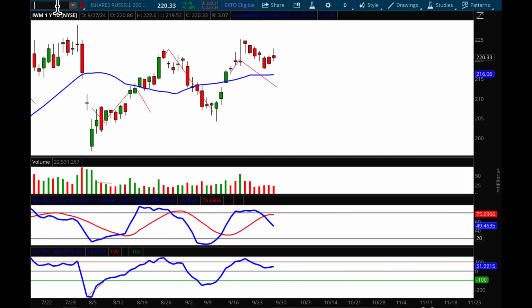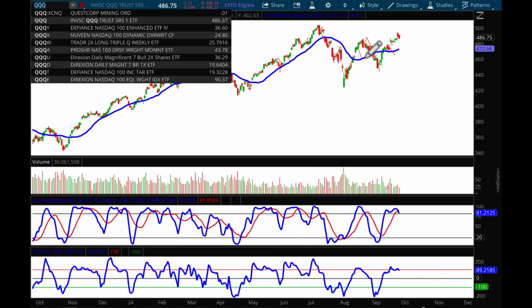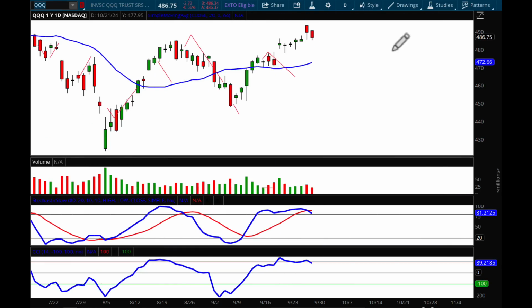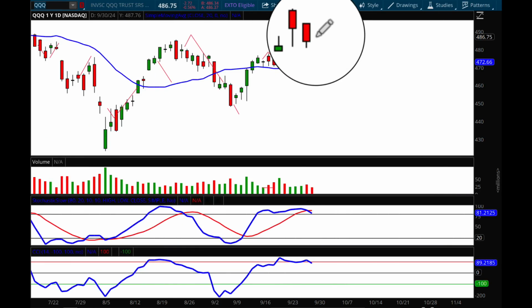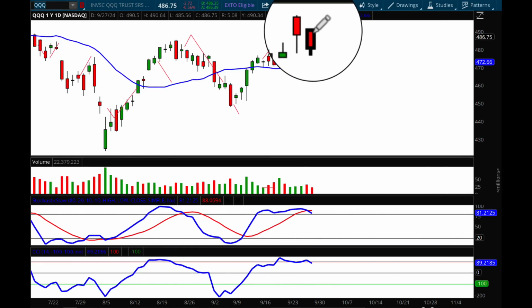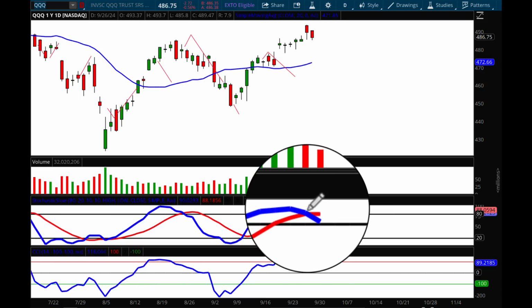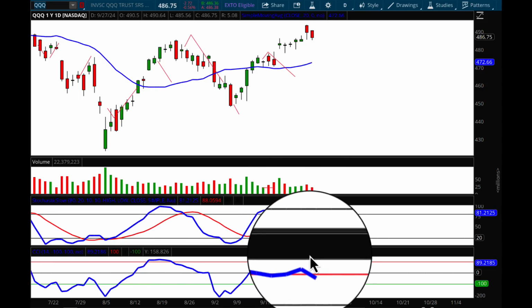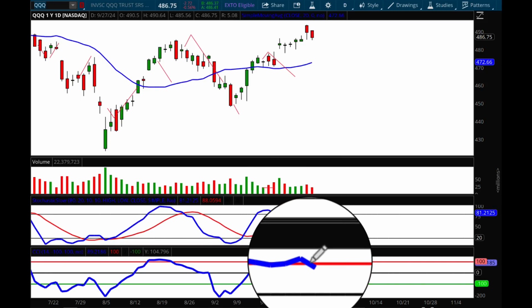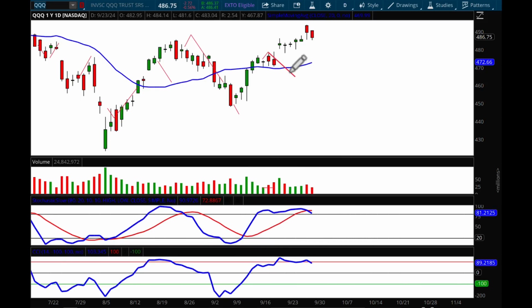So the downside on IWM still set in place at 212.78. Moving right along to the Qs. This is basically the Nasdaq ETF. We do have a pivot right there. A pivot point is when you have a lower high, lower low. We have that showing up right at a resistance point back here. We have a sell signal on the stochastic. We have a sell signal on the CCI. And so that downside target still in place at 464.86.